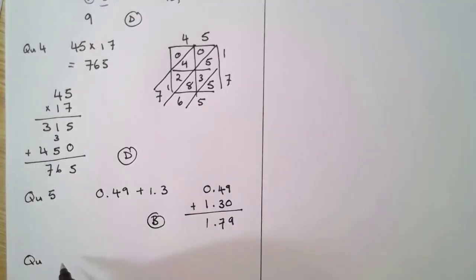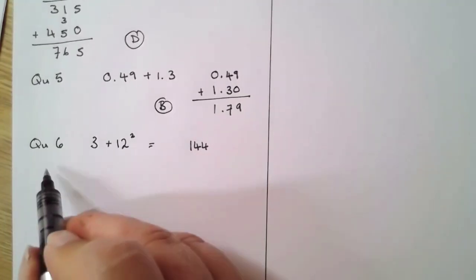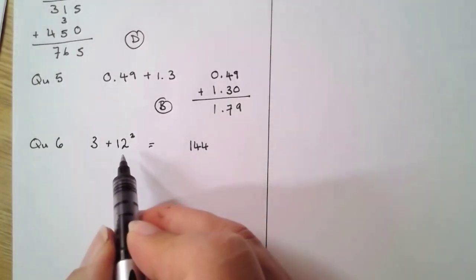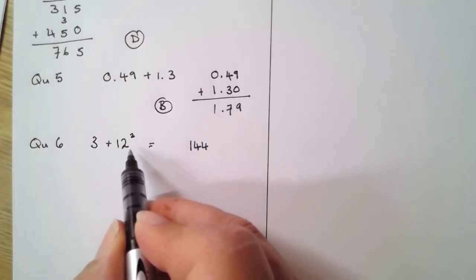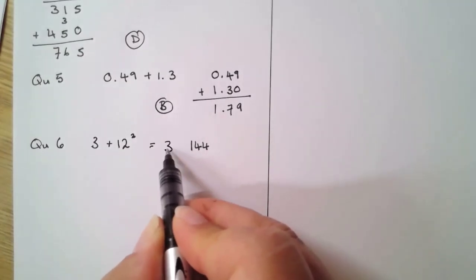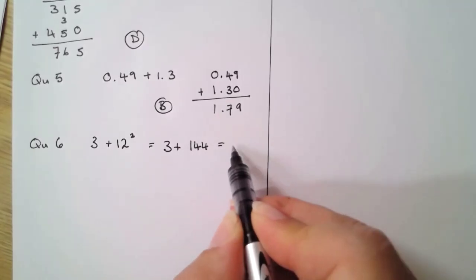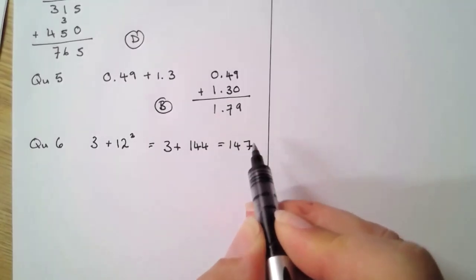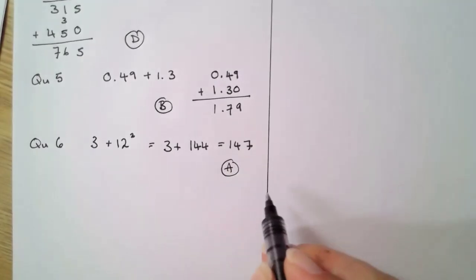Question 6. Work out 3 plus 12 squared. 12 squared is 144. You can calculate that if you need to. Column method, lattice method, or it would be brilliant if you can remember all of your squared numbers. That's what I've got here. 3 add 144 is 147. That's answer A.